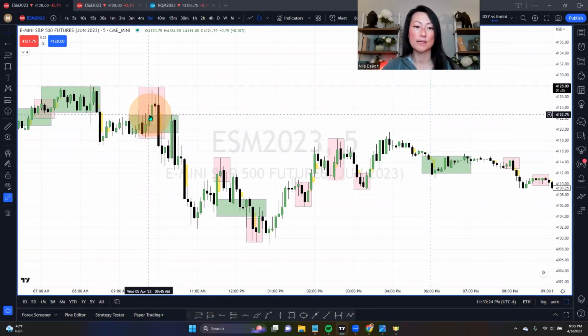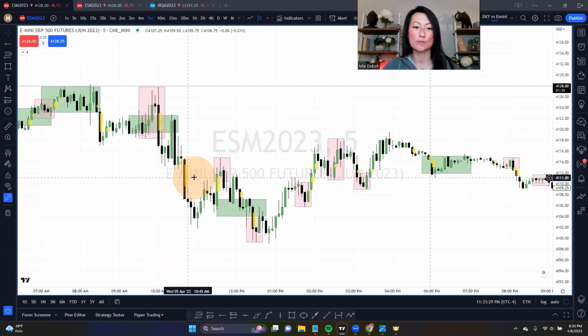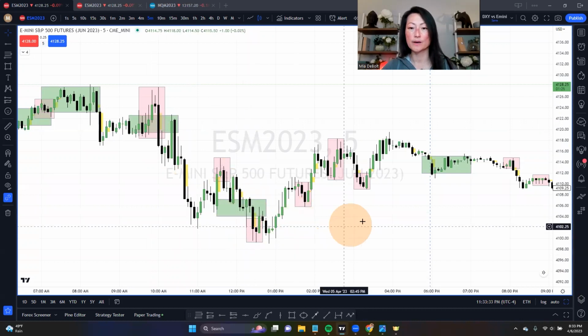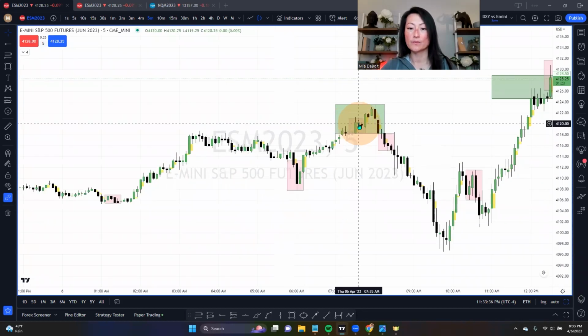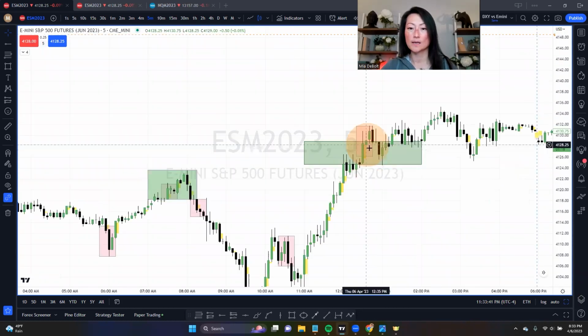So we have a 15-minute example here and a 5-minute example. So we're definitely running to liquidity. All right, so here we have some overlap. Here we have an overlap. So this was during London and we had this during the lunch hour today.